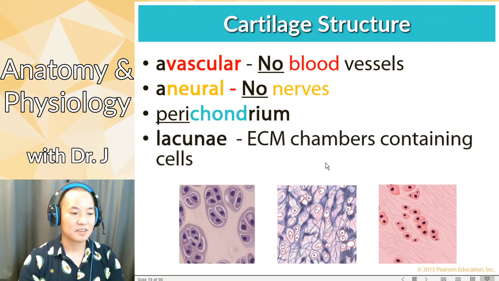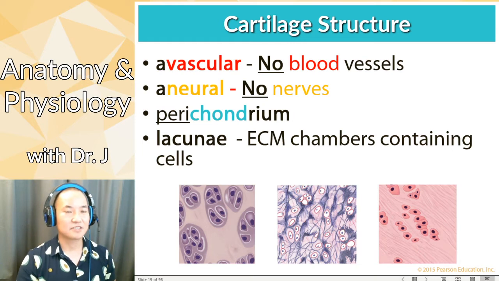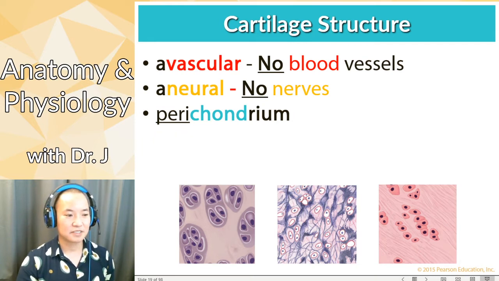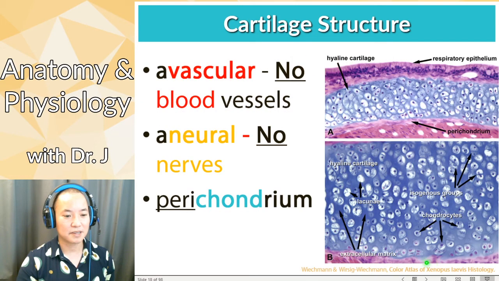And then you have something called lacunae, or lacuna is singular, lacunae refers to more than one lacuna. So these are extracellular matrix chambers containing cells. So in the previous slides, we saw those little pockets. So each of these is a little lake. They're a little lacuna. So they're a little pocket, a little private lake for each of these chondrocytes.